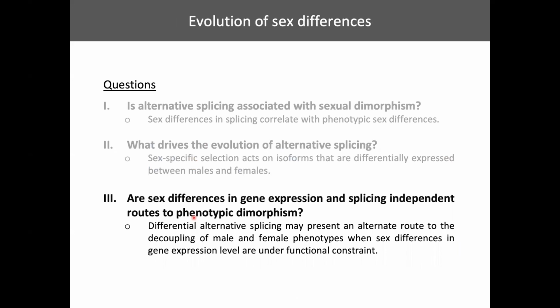So to answer our last question, differential alternative splicing may present an alternate route to the decoupling of male and female phenotypes when sex differences in gene expression level are under functional or pleiotropic constraint.